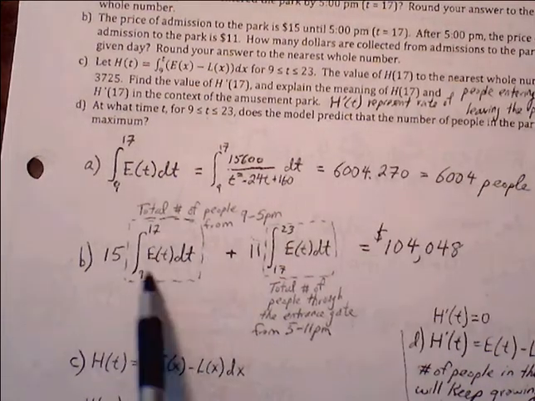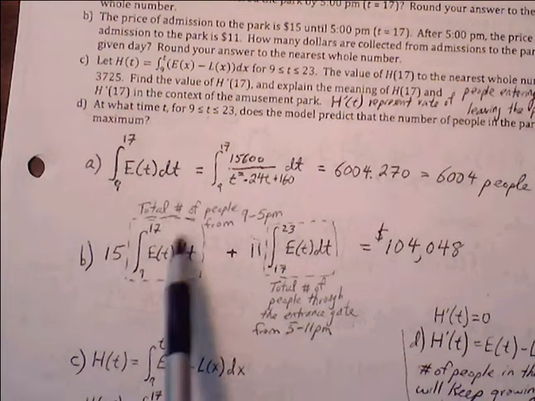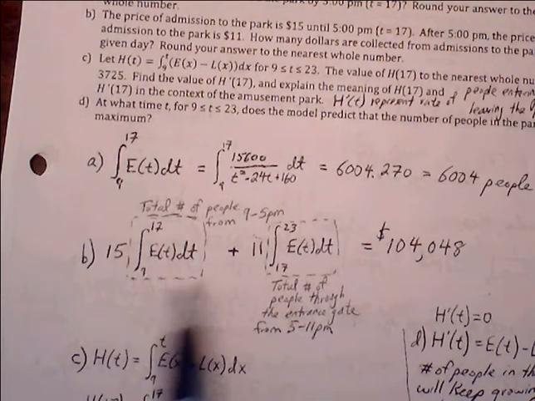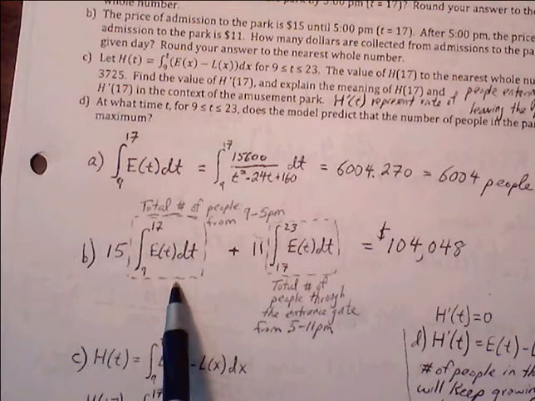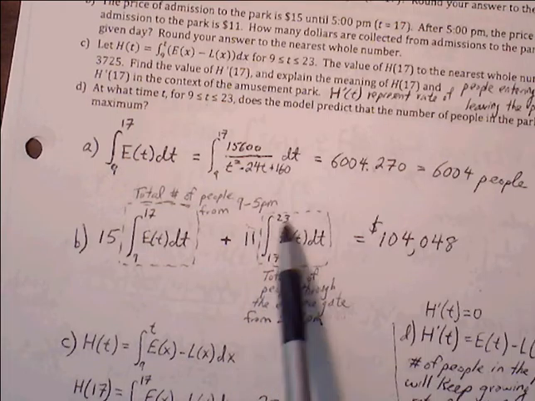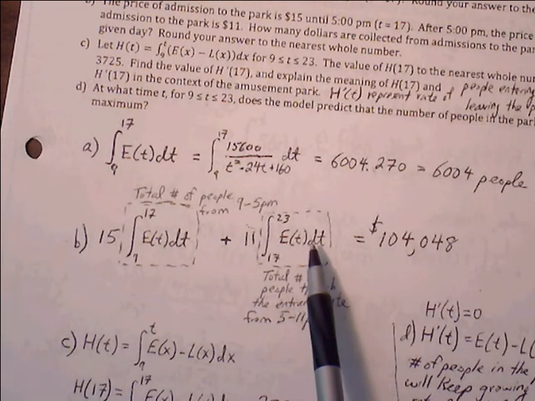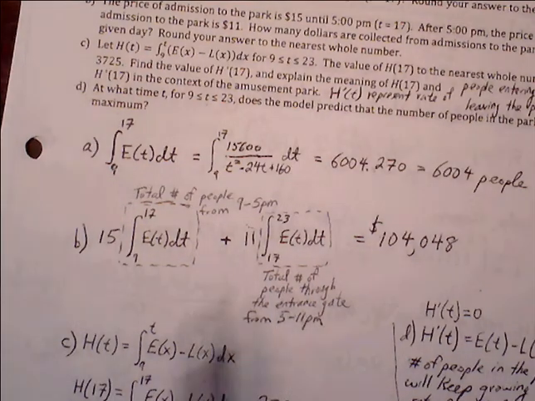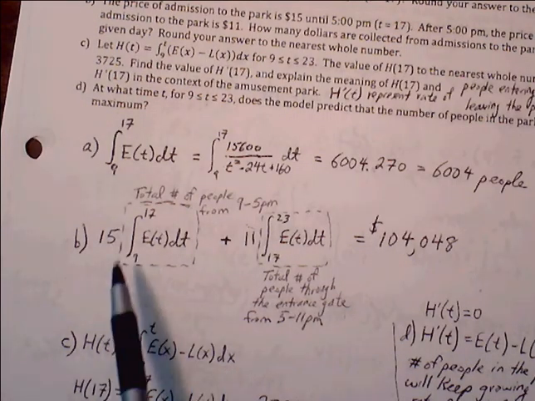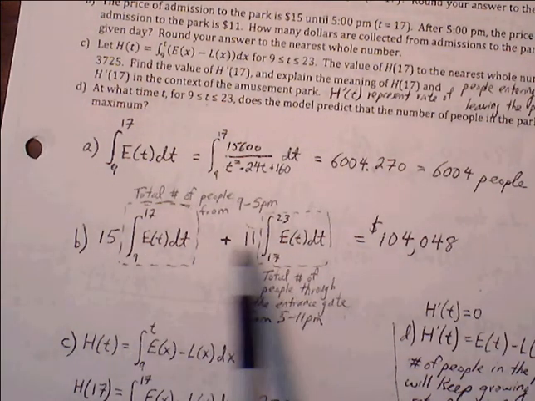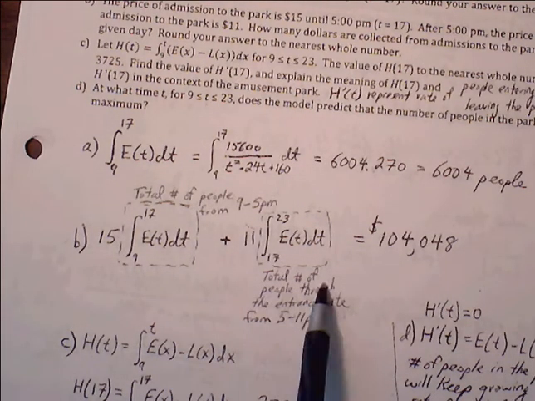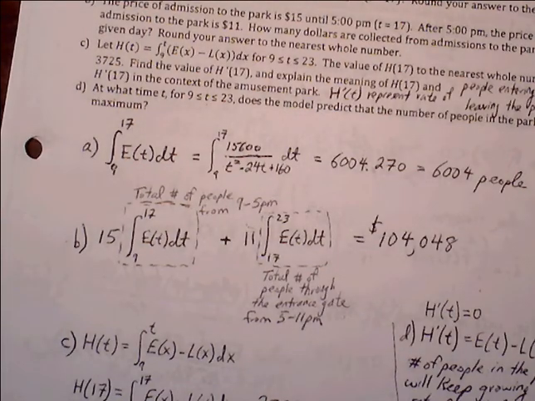We take this number of people who've entered the park before 5 p.m., and each of them gets charged $15. So 15 times 6,004 gives us the revenue for the people from 9 to 5 p.m. And then for the integral from 17 to 23, we need to use our calculator to find that number. Then we multiply that number of people by 11, because everybody entering the park after 5 p.m. will only be charged $11. Then we add the total between those two revenue amounts, and we get $104,048.